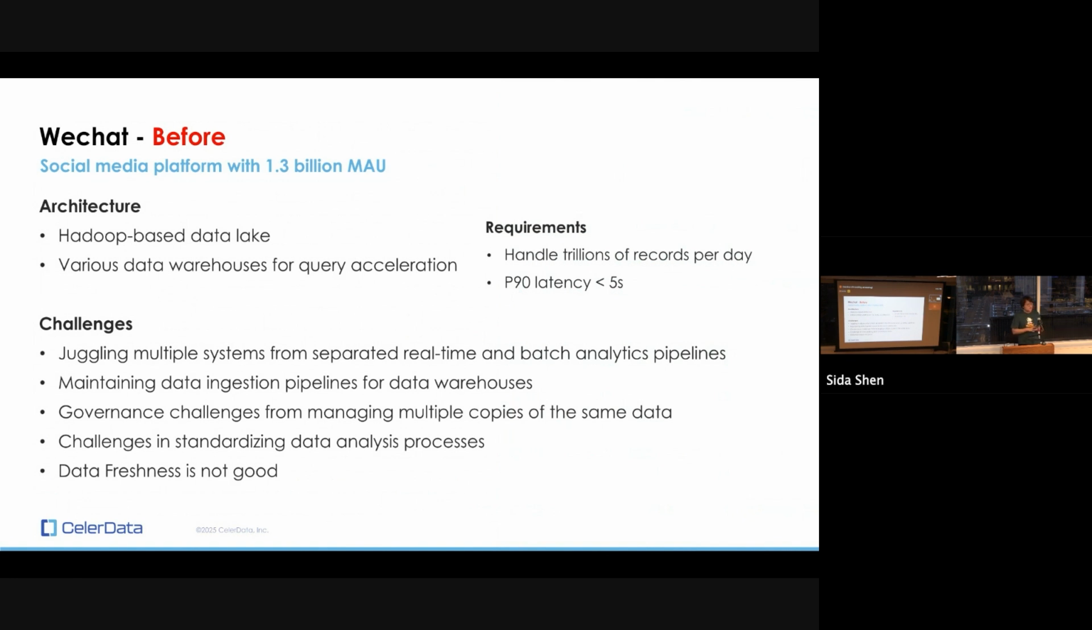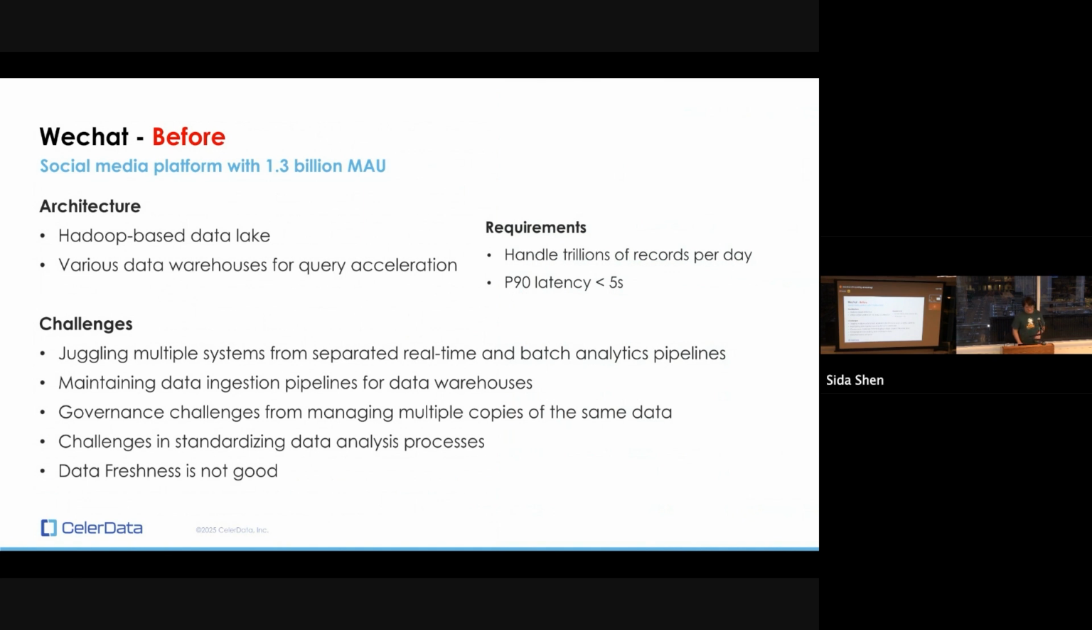So before, on this kind of scattered proprietary data warehouse plus Hadoop-based data lake system, they were juggling between multiple systems, right? And also they had separated real-time and batch analytics pipelines, right? And they were maintaining many, many data ingestion pipelines for all of the data warehouses that they had, right? They were running into governance challenges, right? They were having a hard time keeping up with the data quality that they're looking for, right? Also, they were having challenges in standardizing the data analysis process because of all of the tools that they're using, right, that was a really big challenge. And also data freshness was not good using something like Hive.